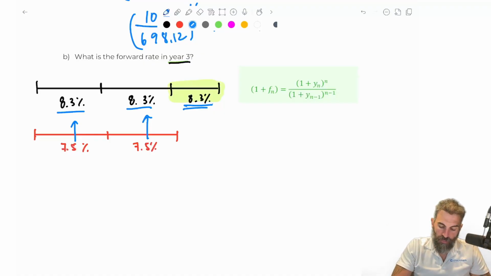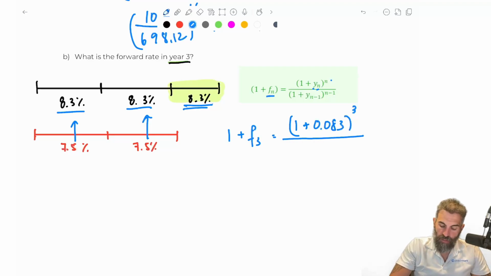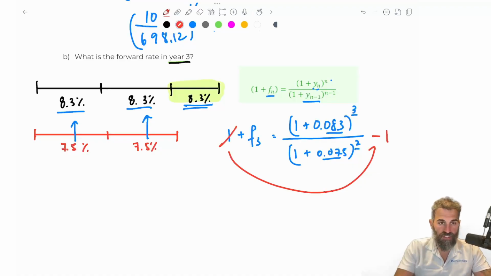So the formula is the following. If I want to find the forward rate for 3 years, 1 plus F3, that's what I'm looking for, okay, is 1 plus the yield on a 3-year bond. So Y, yield, N is, I'm looking for the 3-year, so that's 0.083, to the power 3. Follow the Ns, right? Divided by 1 plus the yield on a 2-year bond, a bond that is 1 year shorter, so 0.075, to the power N minus 1. So again, 2-year. 3-year yield, 3 exponent. 2-year yield, 2 exponent. Okay? And then you just move this one over. So minus 1. Let's see what we get.